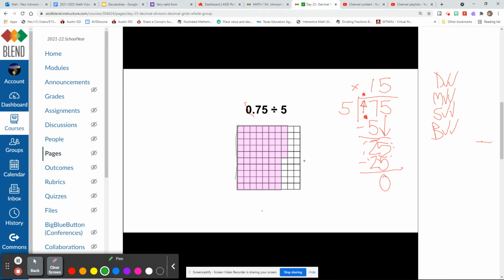I wonder if I can make this, do they have more options for this? It used to look different. Now it doesn't. Okay, anyway.